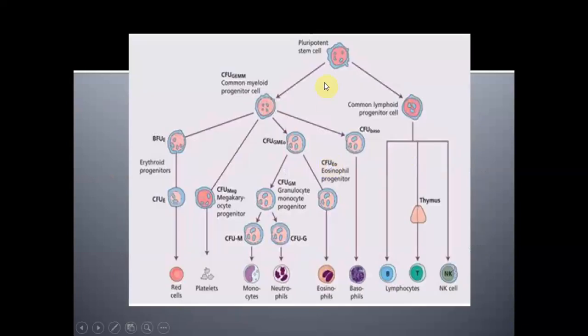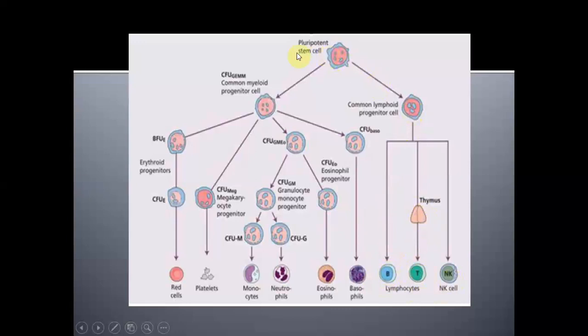This is the same picture we have seen in the first week. This is the pluripotential stem cell. We said at the beginning, very early, it will divide into the common lymphoid progenitor cell, and the common lymphoid progenitor cell is going to give me B lymphocytes, T lymphocytes, and natural killer cells. Of course, T lymphocytes require further processing in the thymus, or what we call processing or learning, while the B lymphocytes become mature in the lymph nodes.